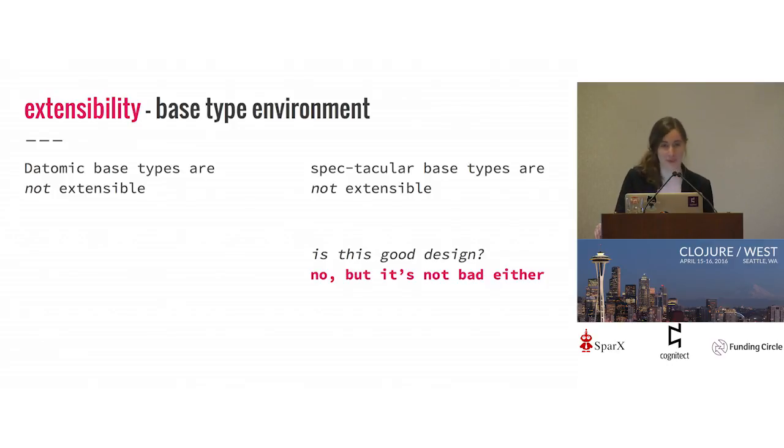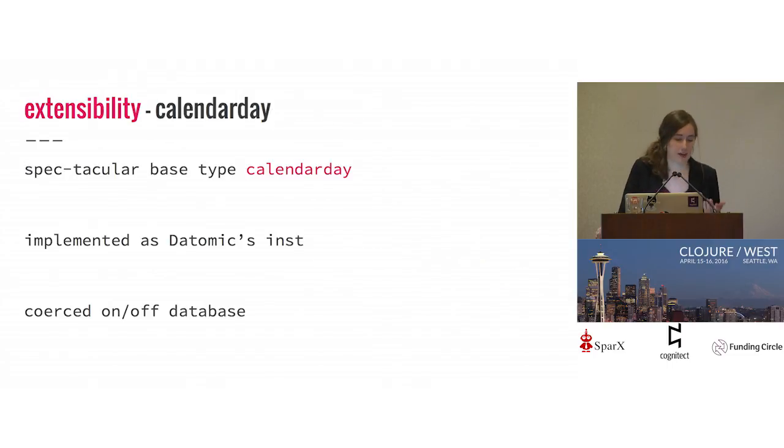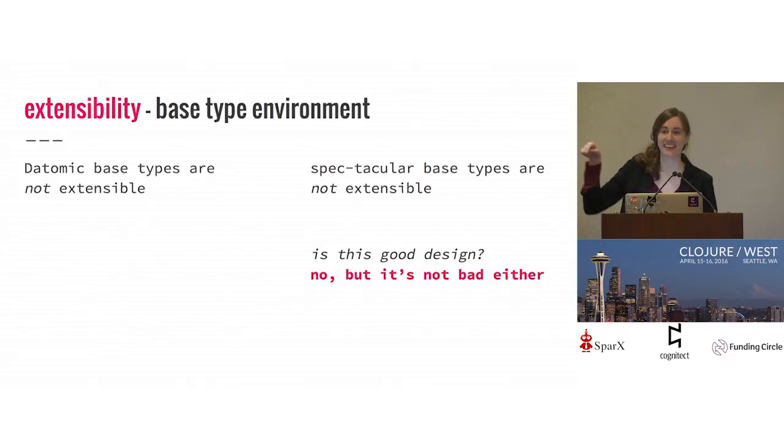But in spec-tacular, the base types are also not extensible. It's actually not exactly the same base type. We have more interesting types like, for example, calendar day. As a financial company, we really just care about banking days. We don't care about instants with time. So I created a calendar day, implemented as Datomic's inst on the database, but when it comes on and off, it's basically coerced into a date time with only the year, month, and day fields, right? But I had to write that into spec-tacular. I couldn't just define that in my engine and not have spec-tacular know about that, because spec-tacular's base type environment is not extensible. And that's not good design, but it's also not bad design. It just hasn't gotten done yet. Like, it's there, it's just not done because finite hours in the day.